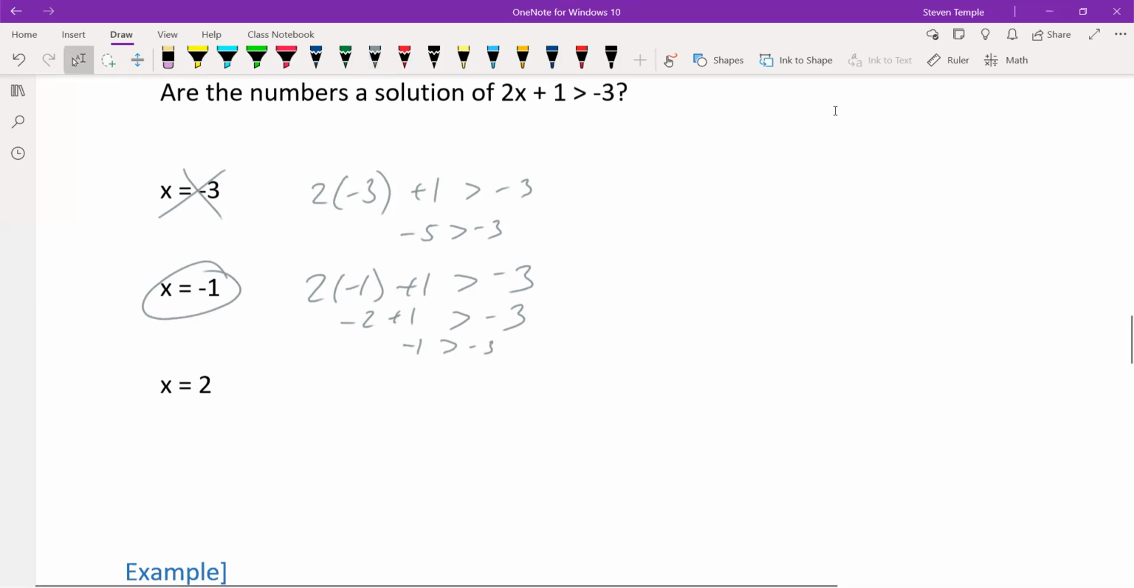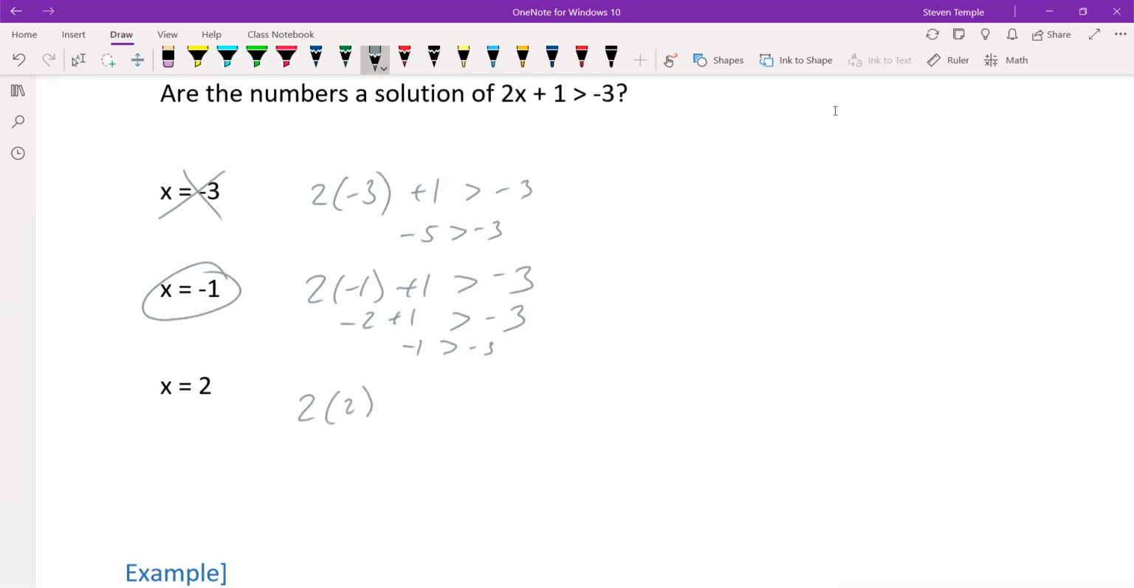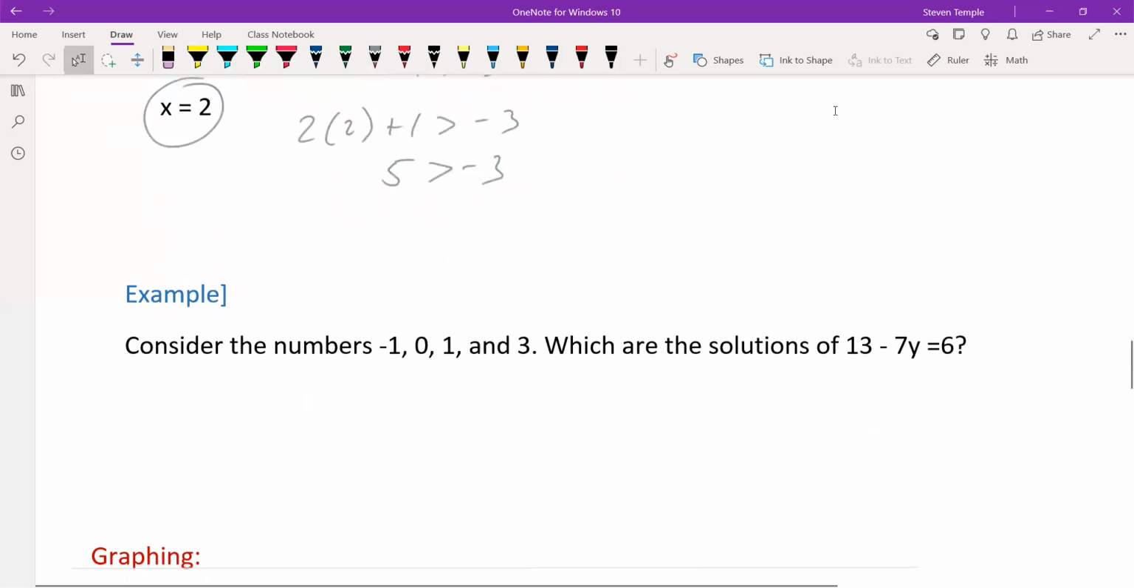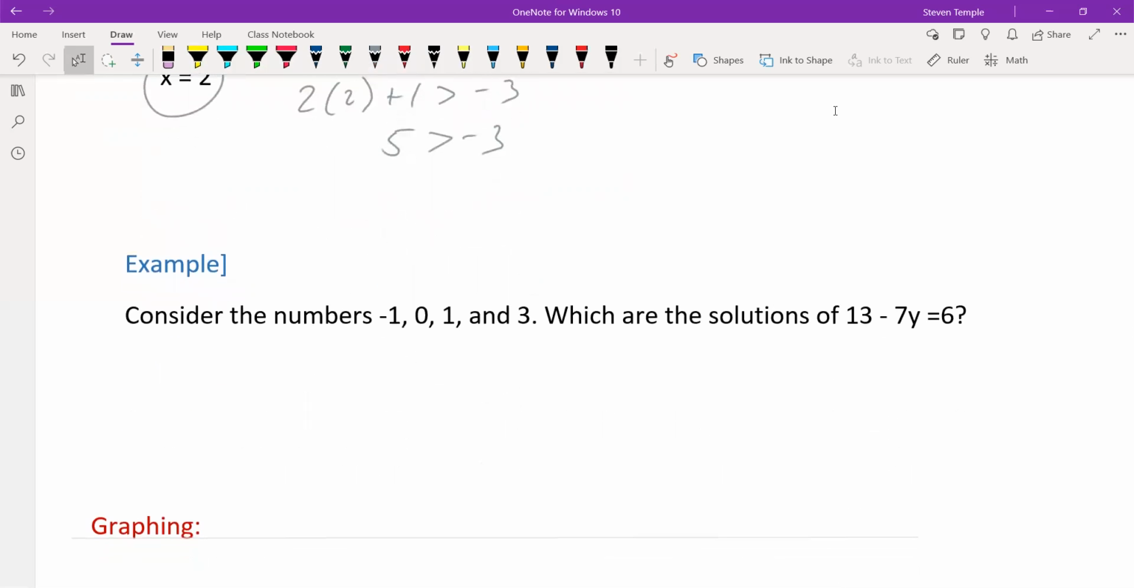That's true. And if I also want to check out 2, let's see, I get a 5, which is greater than -3. That is also true. So you can have multiple answers here as a solution for these inequalities. It's not just one. You could have multiple solutions.